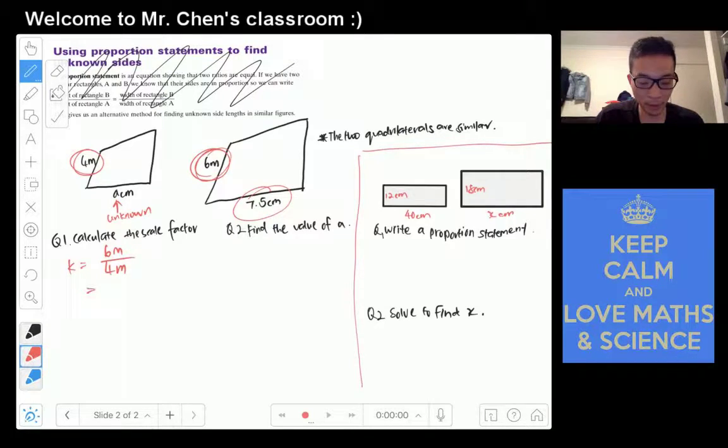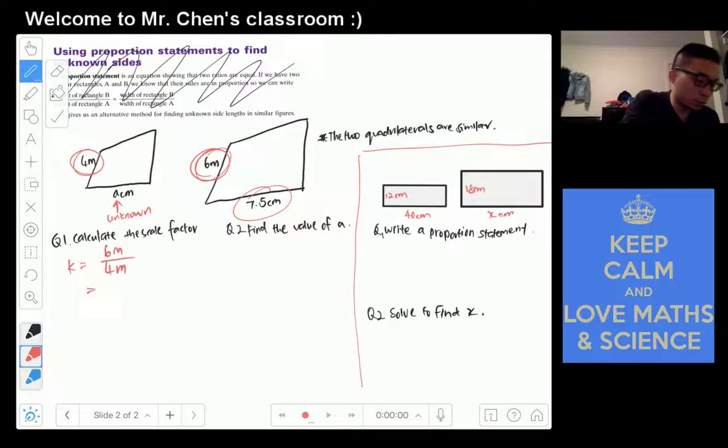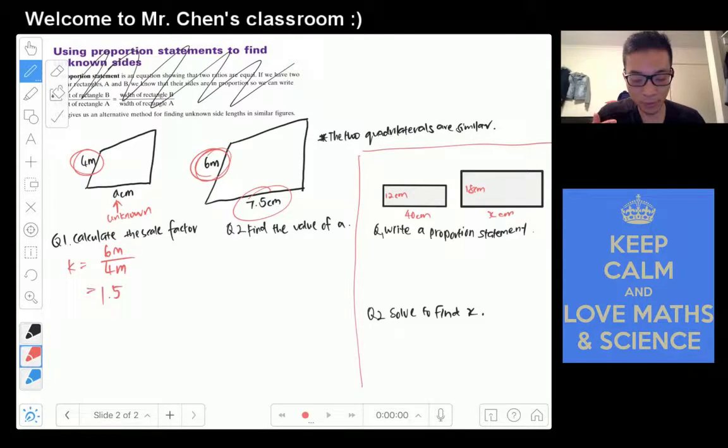So when we do that, sorry guys, I'm a bit sick. When we divide that, which will give you 6 divided by 4, it should give you 1.5. Okay, so it tells you that the big quadrilateral is actually 1.5 times bigger than the small one.